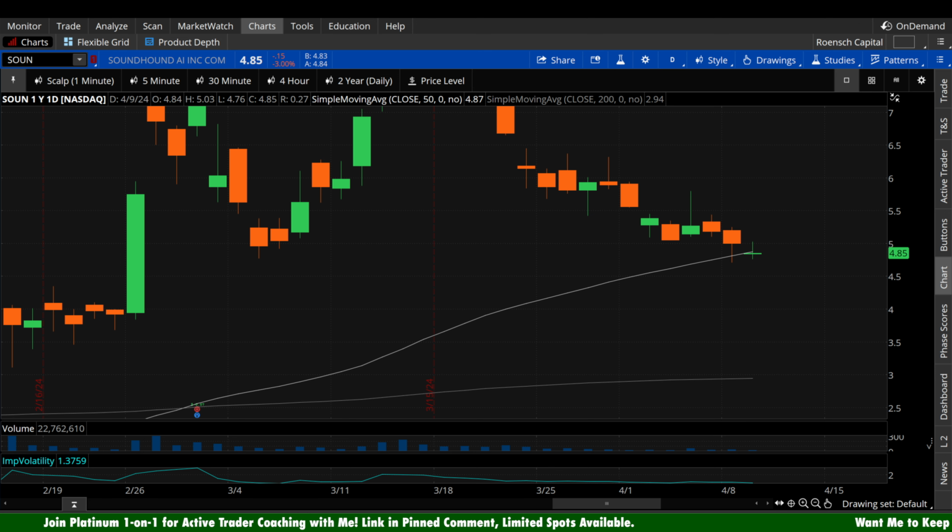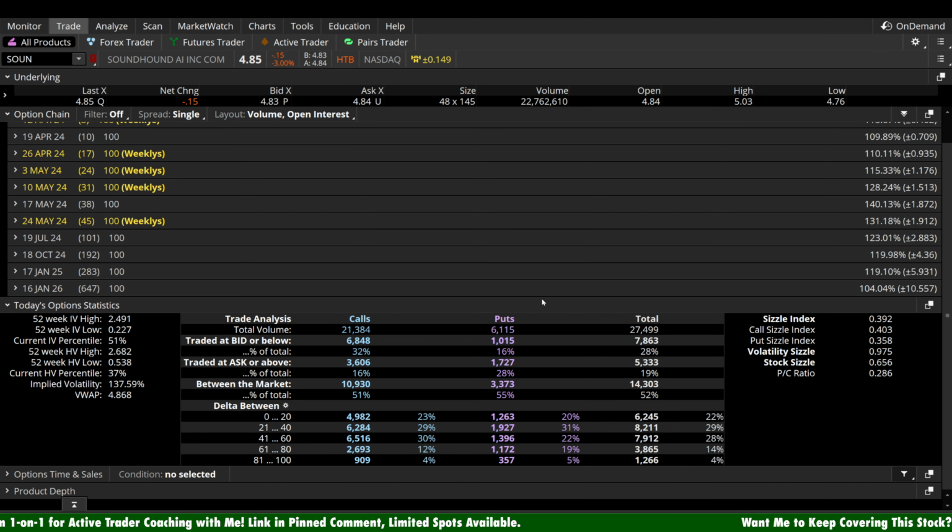Now, one more thing we can do to pull directional bias out of SoundHound here today. We're squeezing this thing dry, getting everything we can. Look at this, a ridiculous bias. Volume is low, very low. Take this with a grain of salt. 27,500 total contracts traded here today, 21,400 calls, and 6,100 puts. A heavy call side bias. Volume is low, take it with a grain of salt, but quite the call side bias on the overall call put ratio.